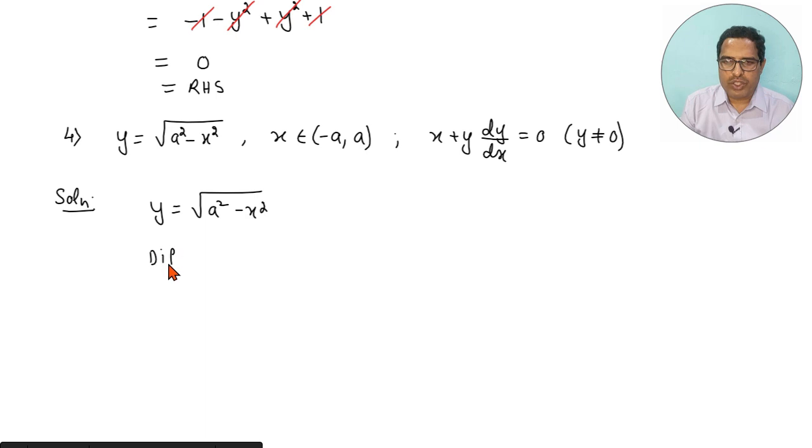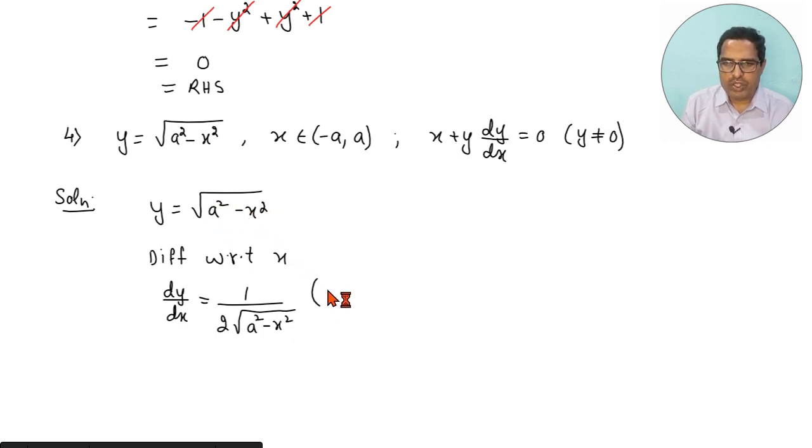Given the function y is equals to root of a square minus of x square, let us try to differentiate this one with respect to x. So derivative of y with respect to x will be dy by dx is equals to, now square root differentiation. Root differentiation will be 1 by 2 root of what you have, a square minus of x square into the inner differentiation of a square minus x square.